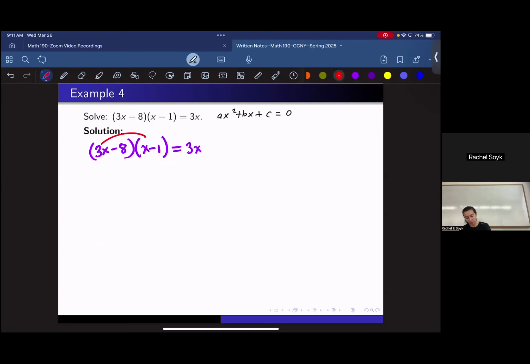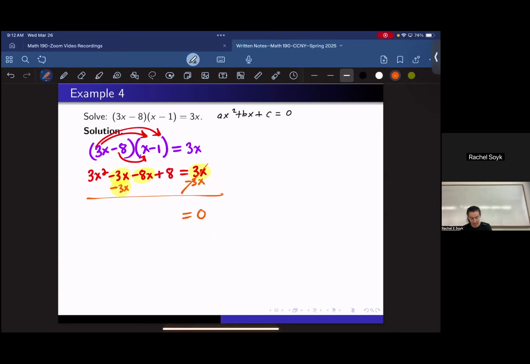Going to utilize our FOIL method. We have 3x squared minus 3x minus 8x plus 8 is equal to 3x. Then we're going to go ahead and combine some like terms. Going to bring that 3x over to that left-hand side. So now that right-hand side is 0. And a negative 3x plus a negative 3x is negative 6x, minus 8x is a negative 14x. So we're looking at 3x squared minus 14x plus 8.